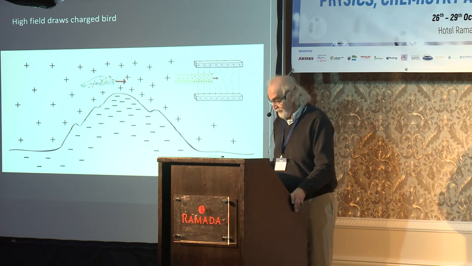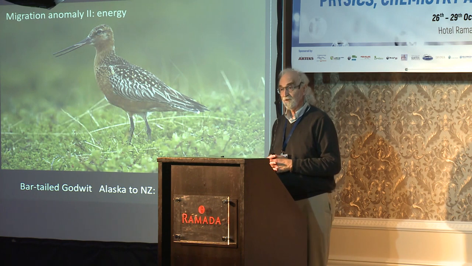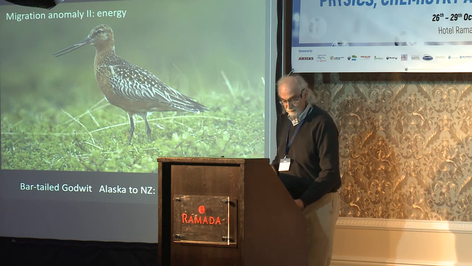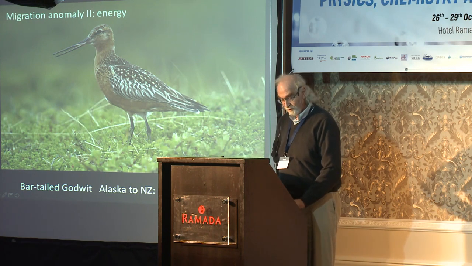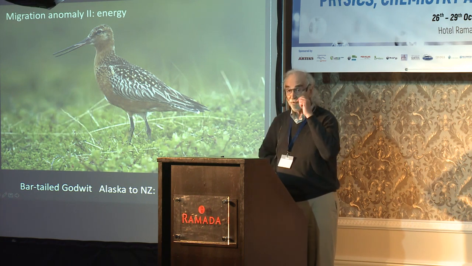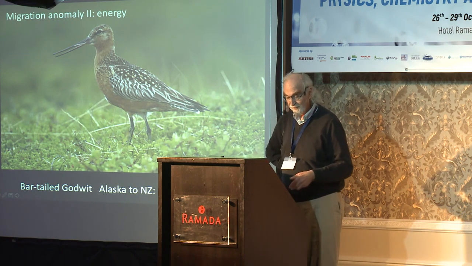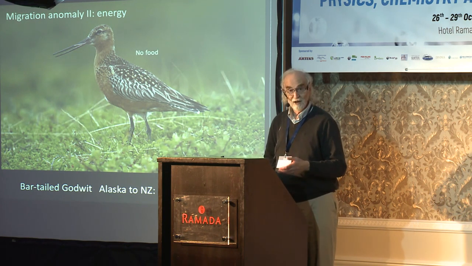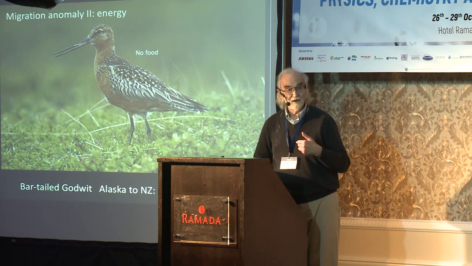Now, there's another paradox or anomaly, which is so interesting: energy. So where does the bird get its energy? Well, here's an example. This is the bar-tailed godwit, and it flies first from New Zealand to Alaska, but on the return from Alaska to New Zealand, 8 days nonstop, 8 days flying without any stopping for food. So this is so interesting. And many scientists are wondering, how is it possible to do this without any food? Because the only possible food comes from the mass of the bird, right?